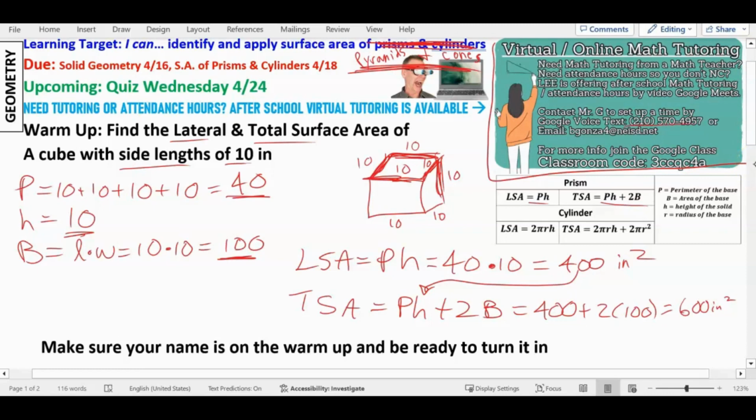So anyways, as everybody put their name on their warm-up, pass it to the front, people at the front turn it in, or you can just go turn it in real quick to the turn-in bin because we are doing new notes now. Everyone should have the papers you grabbed on the way in, and here we go.